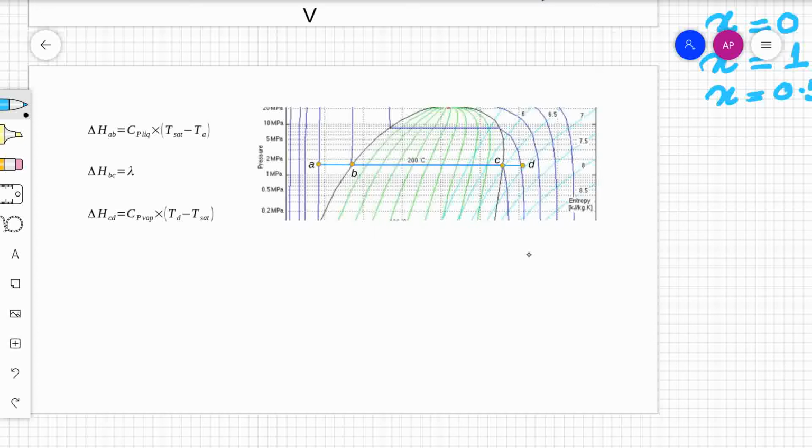Now, if we further heat it up from C to D, it would be a superheated vapor. At D, it would be a superheated vapor. The amount of enthalpy required to get it from C to D would be delta H CD is equal to Cp vapor into Td minus Tsat.